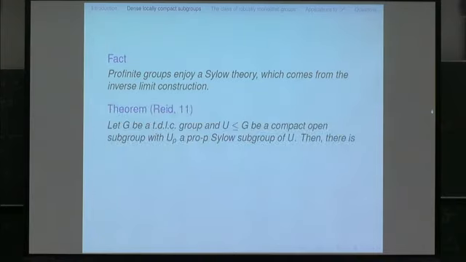Now, what Colin showed is the following: if you have a t.d.l.c. group and you take a compact open subgroup U, and you look at a pro-p Sylow subgroup of U, where U is some compact open subgroup, which we know by van Dantzig's theorem is profinite. So we'll just write the setup over here.